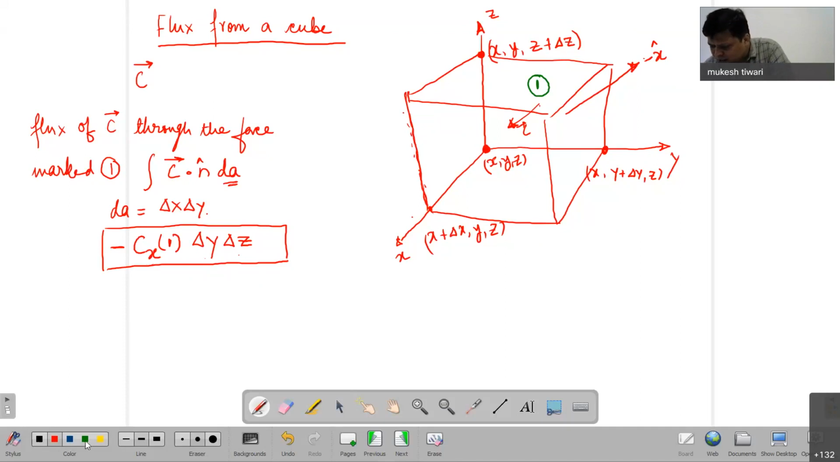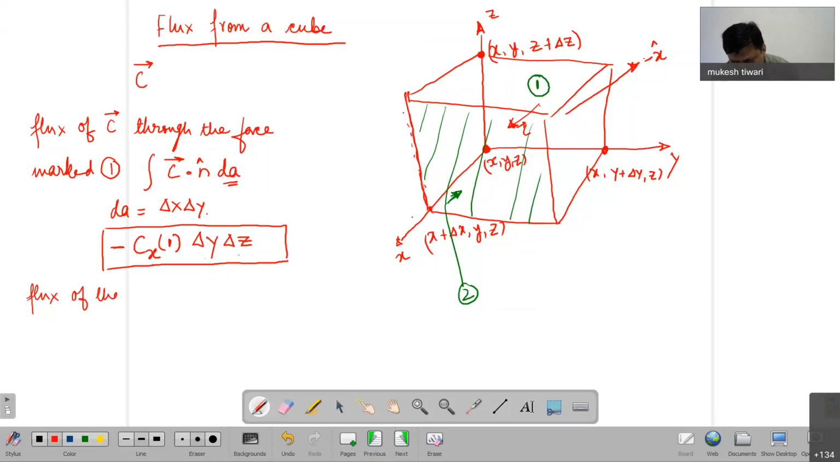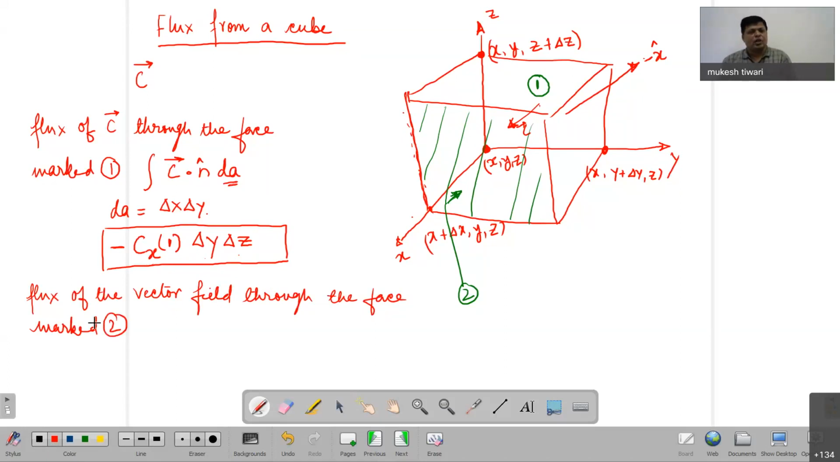Now, let me mark the front face as 2. Okay, let me put a 2 here. So this is the surface that I am now thinking of. If you want to calculate the flux of the vector field through the face marked 2, you'll do the same thing. Everything else remains the same. The only thing that changes compared to the previous one is that the direction of the area element is along the positive x direction.